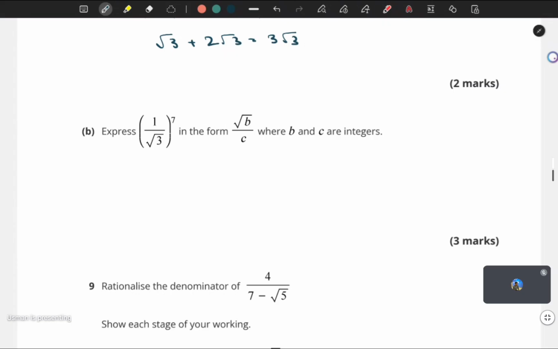1 will have a power of 7 and root 3 will have power of 7. Very good. So, this becomes 1 power 7 and root 3. I want to change root 3 into an indice. What is root as an indice? 3 power half. Yes. Right. So, I can make this 3 power 7 over 2.